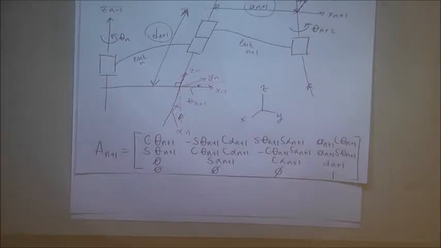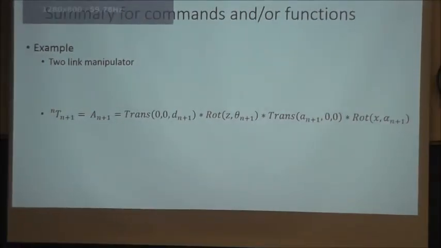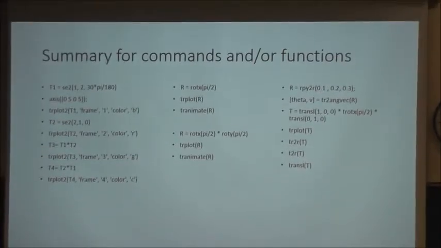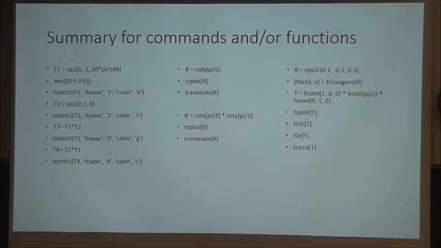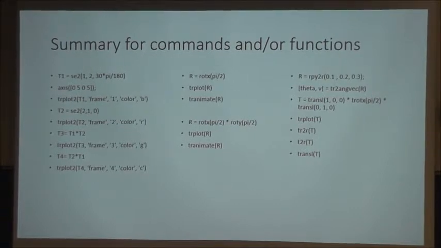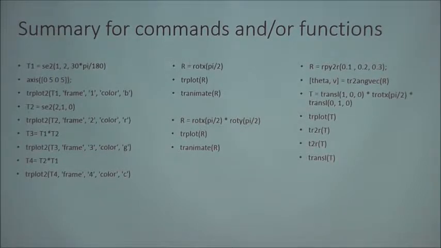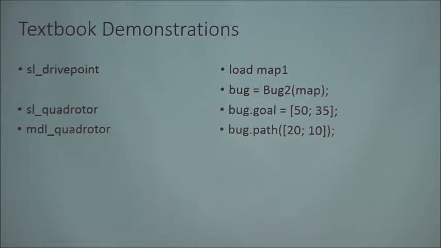Translation and rotation together, and which is actually T2R rotation and Robotics flyover 2. And here are RPY2R 0.1, 0.2, 0.3 in a vector space. Okay. Here are some textbook demonstrations.